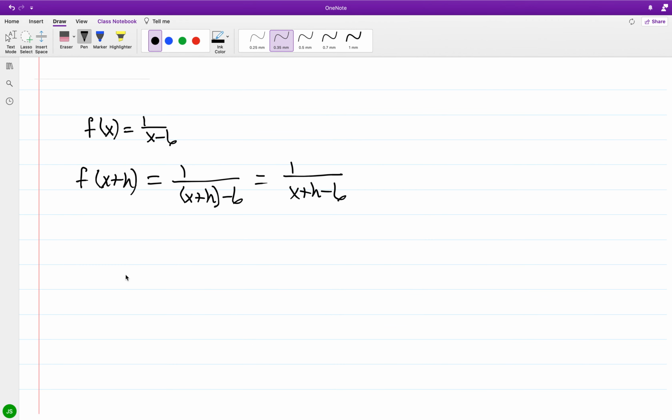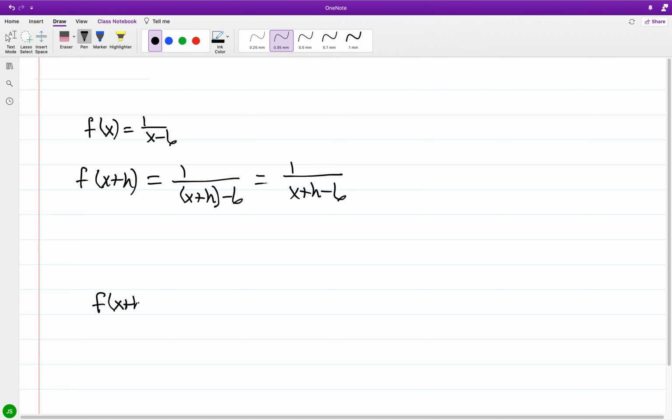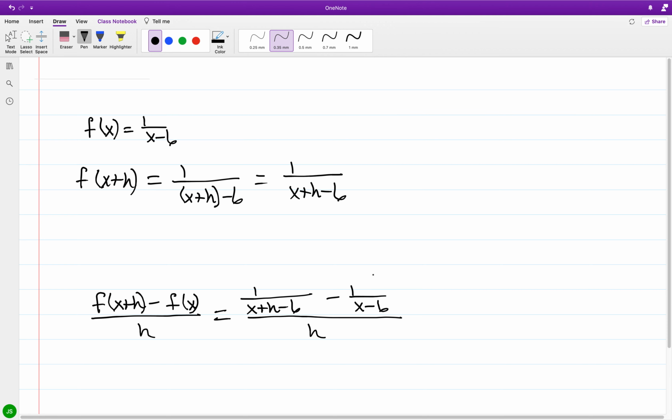And for what we have in the case of the difference quotient, okay, so I have f of x plus h minus f of x over h. So we have 1 over x plus h minus 6, we have minus 1 over x minus 6, and you have all over h. And just taking what we have for the difference. Okay, so we'll just take, again, the difference between the two ratios and then follow through with the division by h.